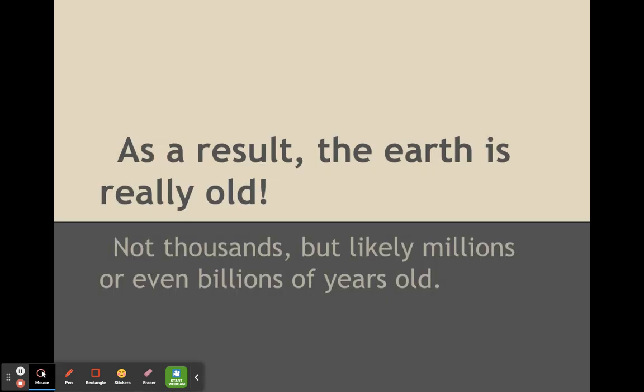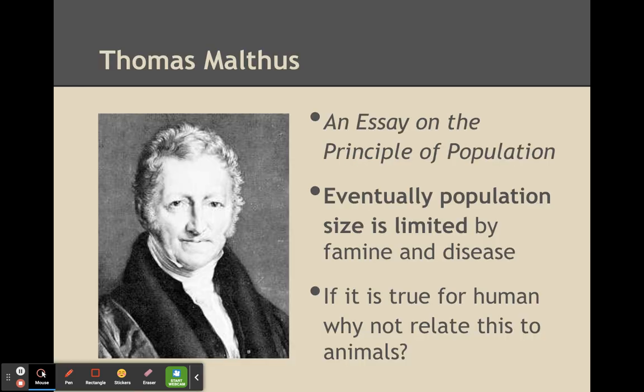What does this mean? The Earth is really old. The thought used to be that the Earth was thousands of years old, but we know that the Earth is actually likely millions or even billions of years old. And we have proof of this because of our understanding of uniformitarianism and studying of the Earth layers. We can see that there are things in these layers that are much, much older than just thousands of years.